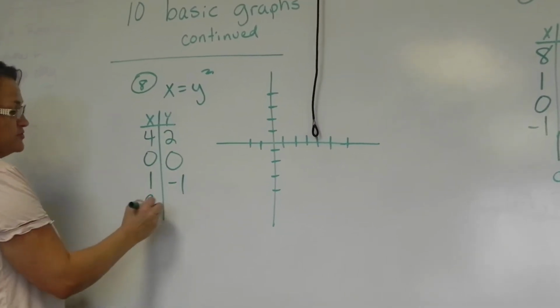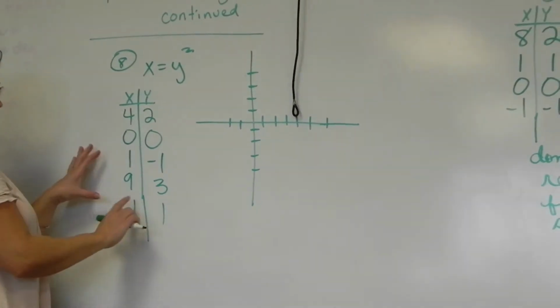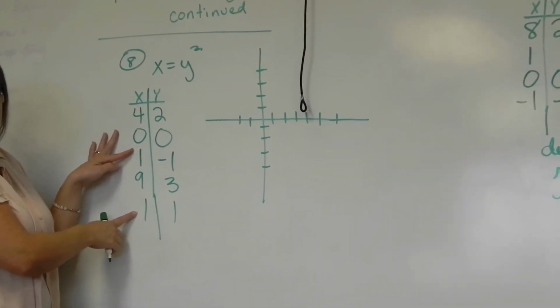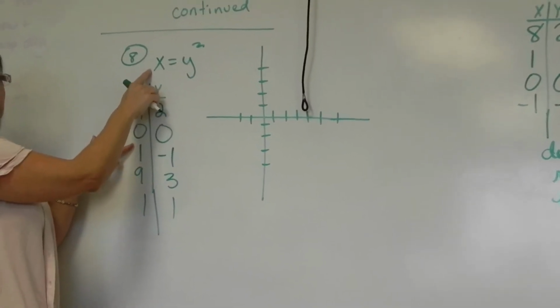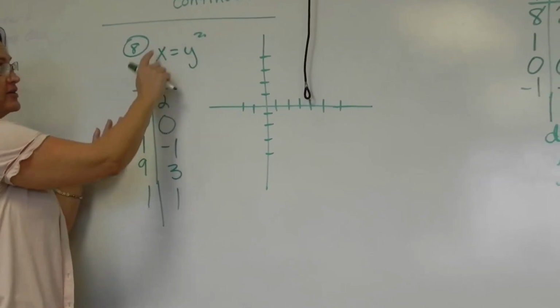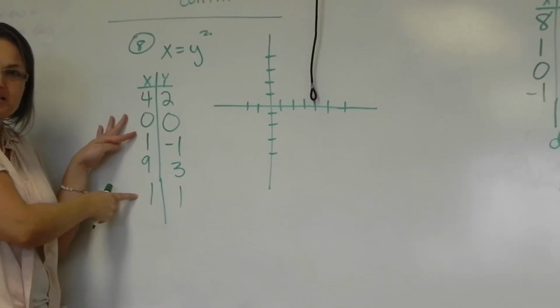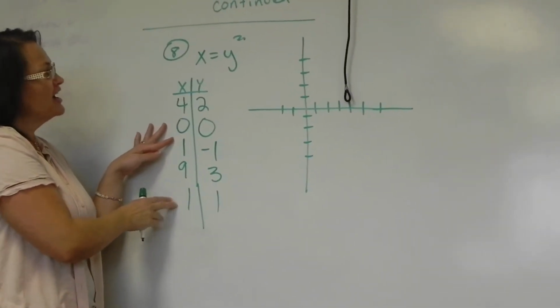9 and 3 is true. I also want to do 1 and positive 1 to show you how the x value repeats. If you plug in negative 1 for y, it gives you an x value that's 1. Or if you plug in positive 1 for y, 1 squared is 1. So that's that repeating x value I've been telling you about that makes it not a function.